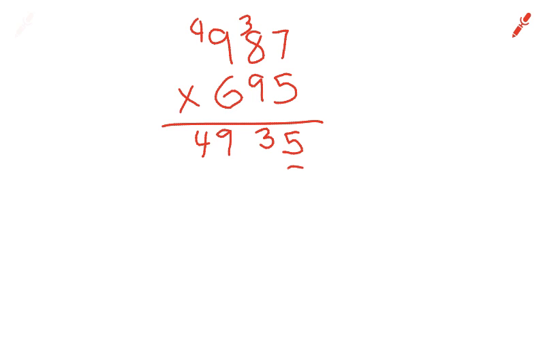Now we'll do our tens place, so we need to put a 0 here. 9 times 7, 63, carry a 6. 9 times 8, 72, plus the 6, 78. 9 times 9, 81, plus the 7, 88.